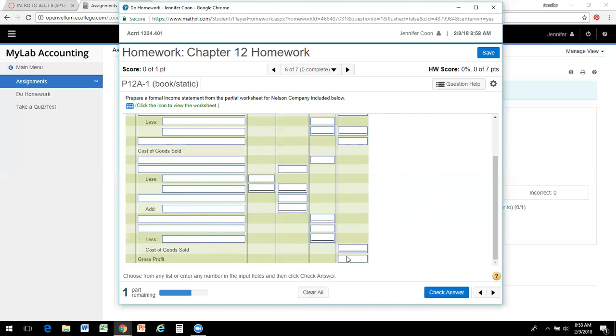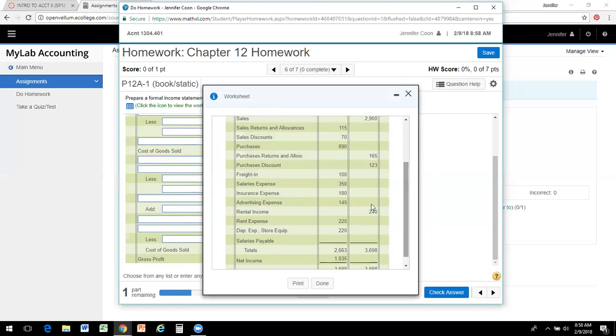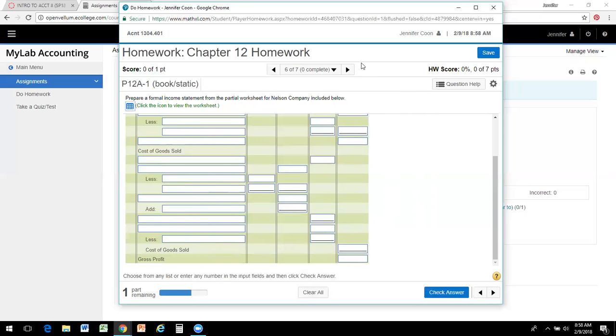And then you're going to calculate gross profit. And then it's probably going to have you go into the next part and do your expenses. So you may have to categorize these expenses out between operating and administrative.